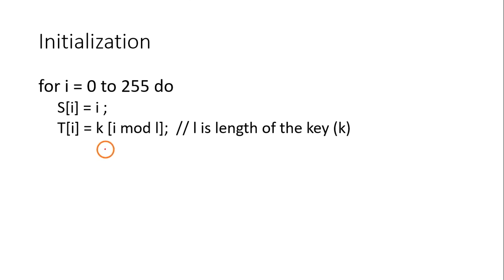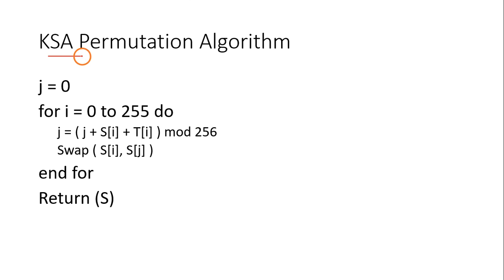Now the contents of S and the contents of T go as input to the KSA algorithm. I told you KSA will simply permute the contents of S, the state array. They are using two variables here, I and J. I goes from 0 to 255 as usual. This is the loop. Now see what the J value is. J is the current value of J, which is 0, plus S of 0 and T of 0. We add them together and take mod 256, because the size of S and T is 256.